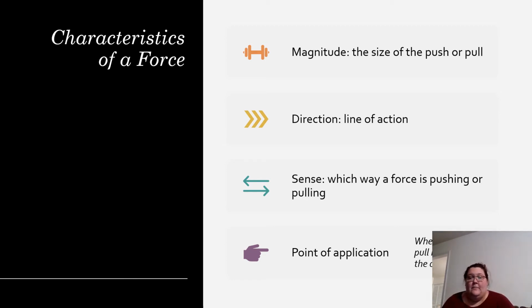So if we're sitting here and I have my pen and I'm going to push it along a table, how forceful I push this pen is going to determine how far it goes. So that's the magnitude. Direction: if I push the pen in the line of the pen and it slides this way, that is a line of action with the pen. If I push down, this would cause the pen to stay in place. I'm just applying force and it's not going anywhere. Sense is the way the force is pushing or pulling, and the point of application would be where my finger contacts it to push along the table.